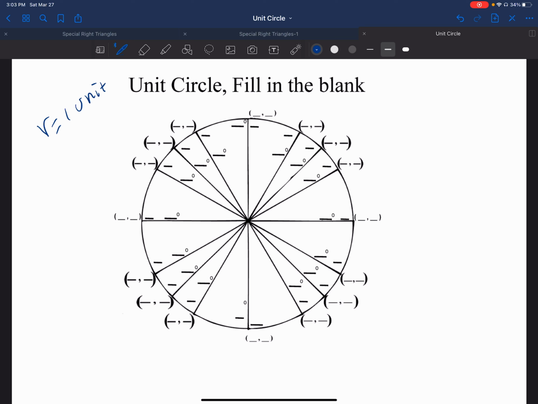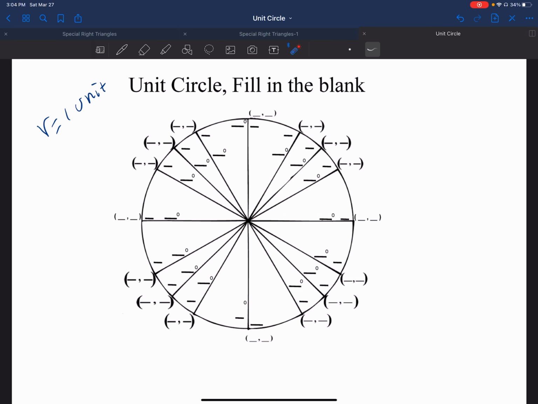Today we will be learning about the unit circle. It's called a unit circle because the radius of the circle is equal to 1 unit. So starting at the center, anywhere that you go to the edge will be equal to 1.